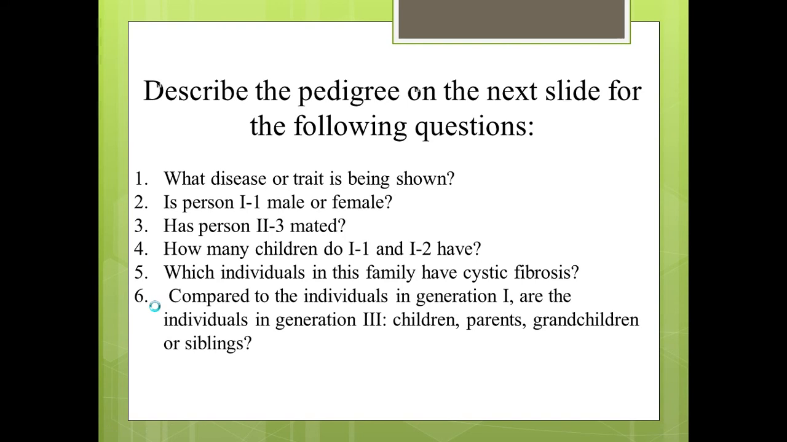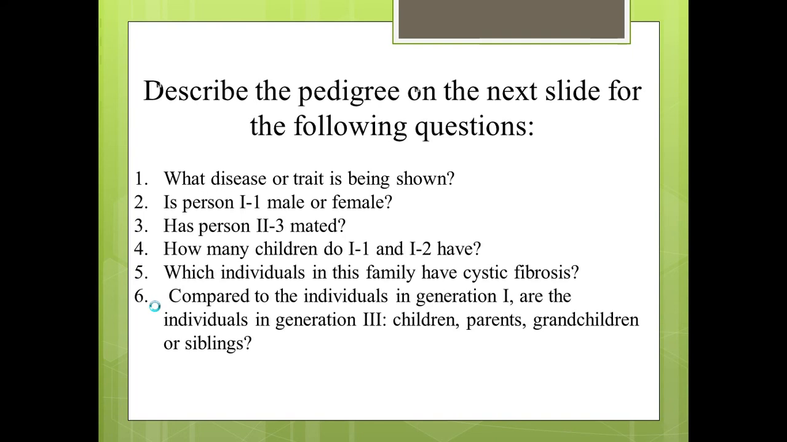So what I'd like to do is describe the pedigree on the next slide for the following questions. You'll see these questions again on the next slide. Number 1, what disease or trait is being shown? And keep in mind that these questions are on your assignment, so make sure that you're filling in the answers as we go. Number 2, is person 1-1 male or female?